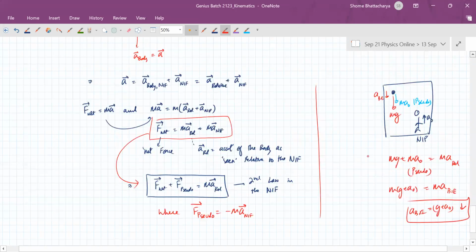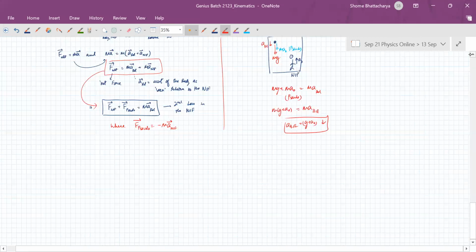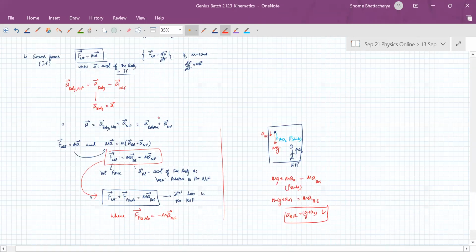Though in this particular question we are seeing this in a 1D context, this now applies in a general three-dimensional situation. The equations which I've written on the left-hand side are generalized equations for three-dimensional vectors. So the statement of Newton's second law in a non-inertial frame is that the net external force, or the sum of all forces acting, plus a pseudo force equals mass into acceleration in the non-inertial frame, where the acceleration is relative to the non-inertial frame. That statement is just another way of expressing the concept of relative acceleration.